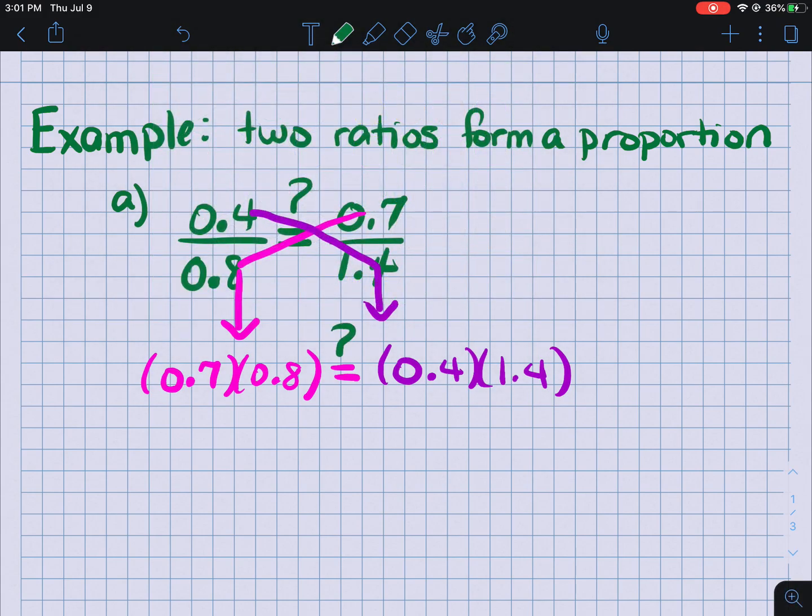Now we're still asking the question of ourselves, is this true? If this is true, then the answer is yes, they're proportional. So I get out my calculator and I multiply 0.7 times 0.8, and I get 0.56 or 56 hundredths. And then I do 0.4 times 1.4, and I get 56 hundredths. Therefore, these two ratios are proportional. And notice how I showed that? I put a check over the equal sign.